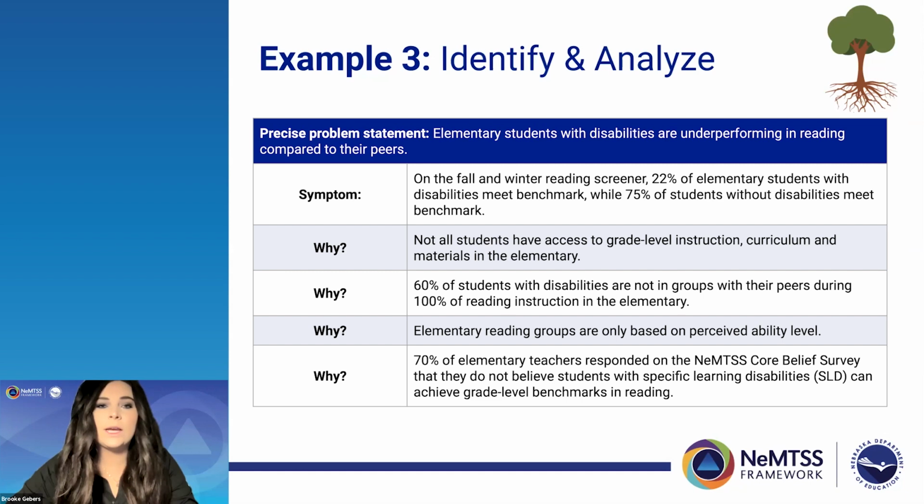The team continued to ask why and found that elementary reading groups are only based on perceived ability level. The team agreed upon the root cause of this being that 70% of elementary teachers responded to the Nebraska MTSS core belief survey that they do not believe that students with specific learning disabilities can achieve grade level benchmarks in reading.